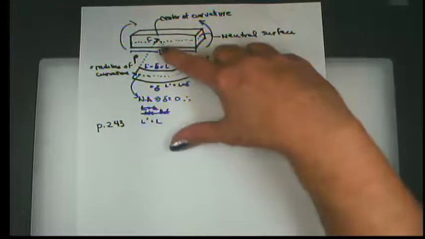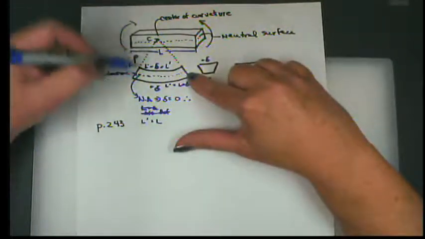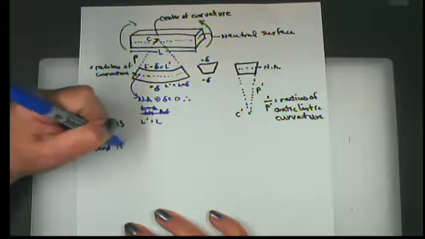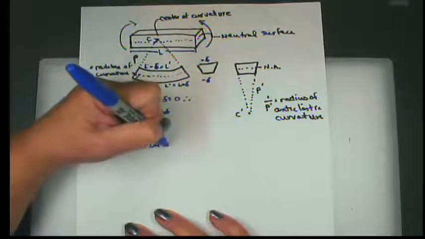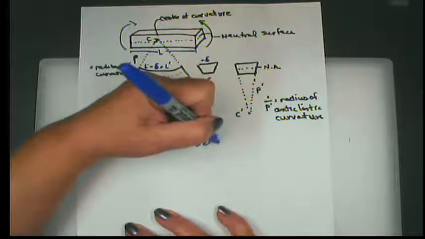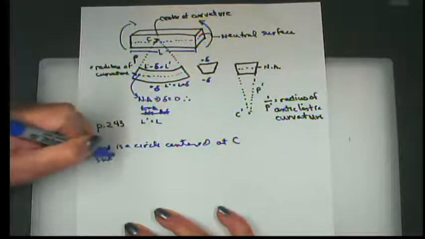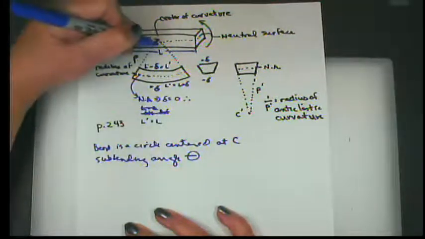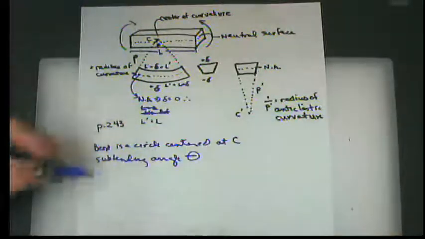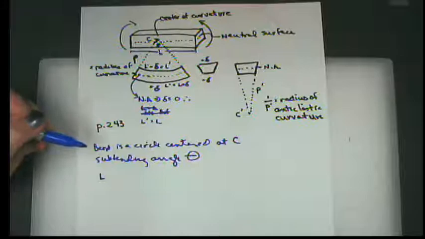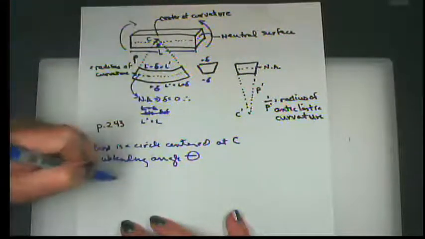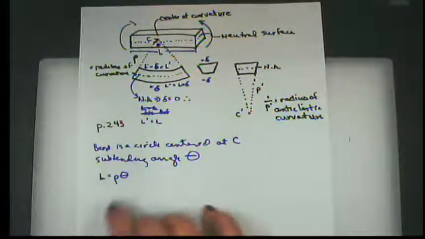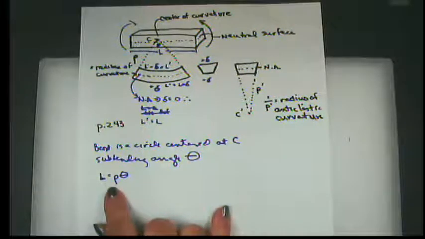All right. Well, if you look at this, the way that this is bent is a concentric circle. The bend is a circle centered at C, subtending angle theta right here. And that's really interesting because what we can see, just if we keep everything in radians, is if we consider rho to be the distance to the neutral axis, L is equal to rho times theta if theta is reported in radians.